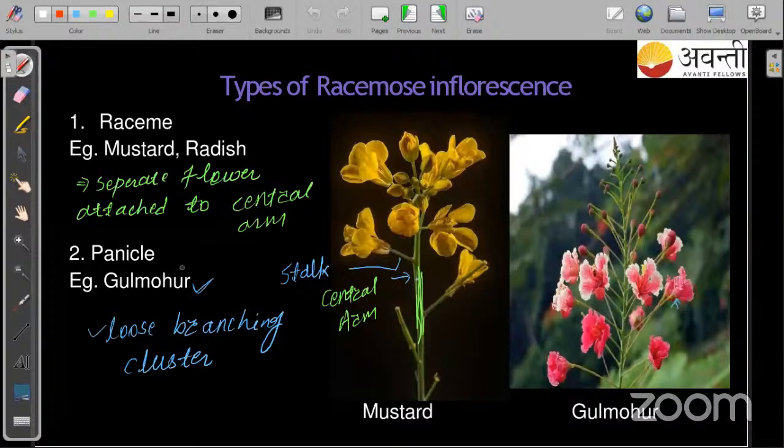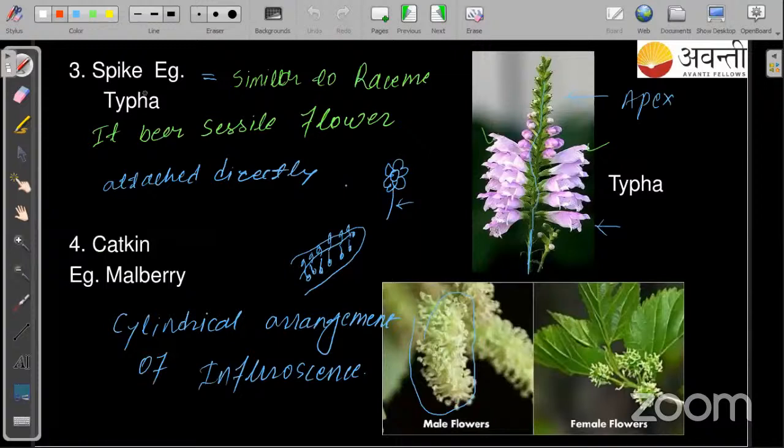Next we discuss the panicle. In the panicle, there is loose branching. Loose branching means there is a specific and large distance between two stalks. An example is gulmohar. Coming to the next, we discuss the spike. Spike is similar to raceme, but it contains sessile flowers. What is meant by sessile flower? It attaches directly without any stalk. Here you can see there is no specific stalk; it is attached directly to the central arm.